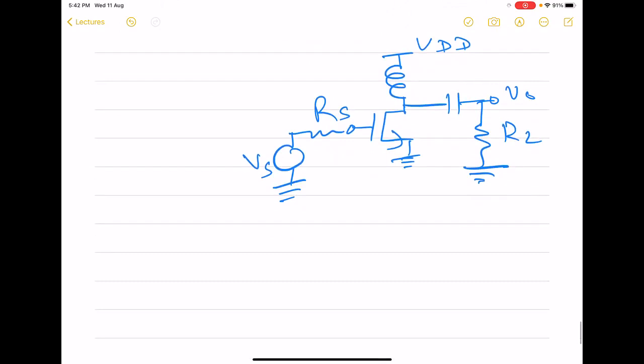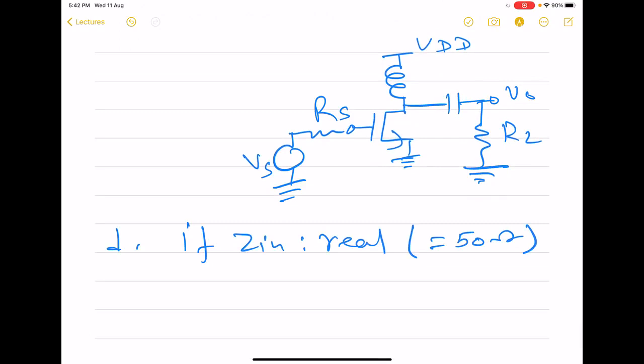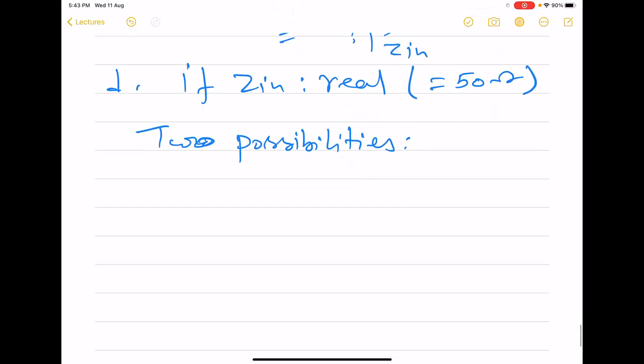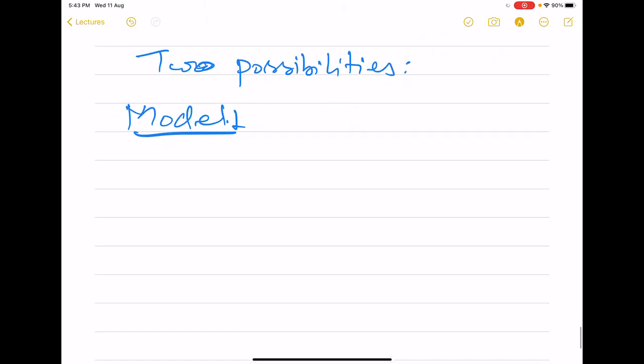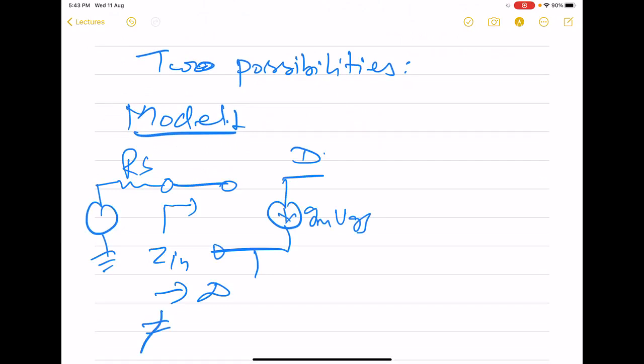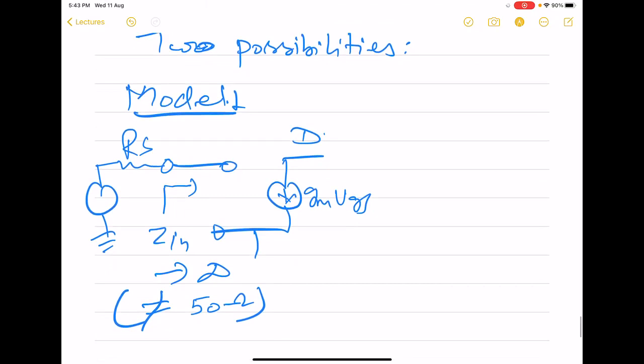So as was pointed out, first thing that we will have to see is if Zin is real or not. Once it is real, then we can do something to make it equal to 50, and Zin has to be calculated at this reference. Now here we see that when you look into gate, there are two possibilities. And these arise because of two models. So when we use model one, then the possibility will be like this. So I'm not showing the complete circuit on the drain side. So here, from here, we have to find out Zin. So you can see that it is looking into open, so this is going to be infinite. So this cannot be made equal to 50 ohm. Right, so this is one case.